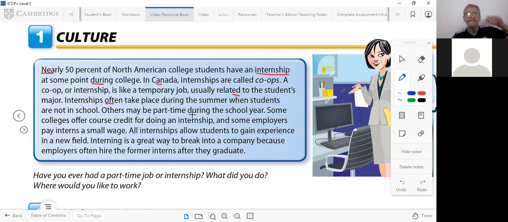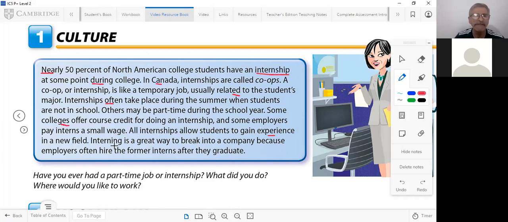Others may be part-time during the school year. Some colleges offer course credit for doing an internship, and some employers pay interns a small wage. All internships allow students to gain experience in a new field. Interning is a great way to break into a company because employers often hire the former interns after they graduate.